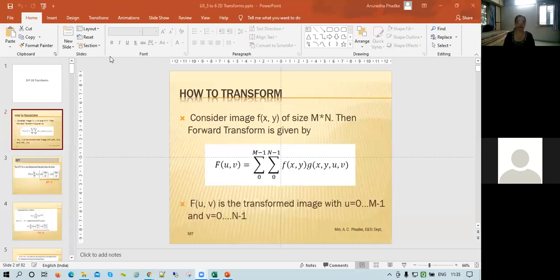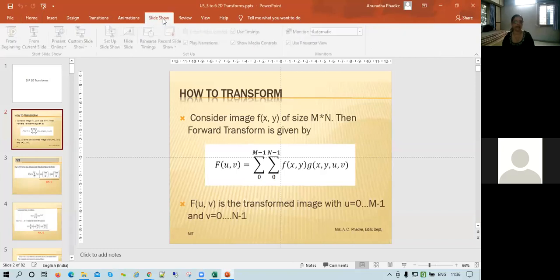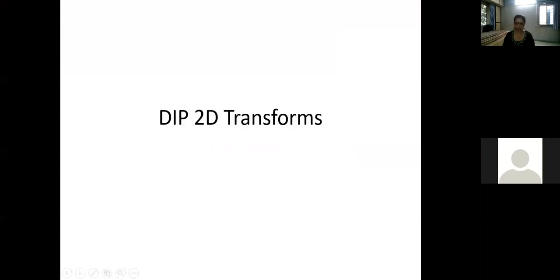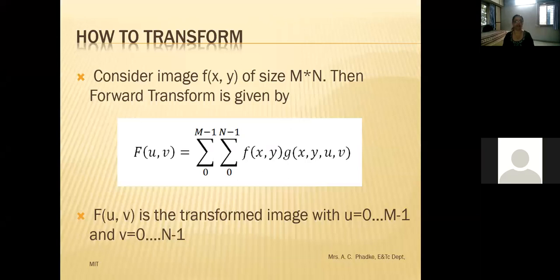Okay. So in today's lecture, we are going to study various types of transforms that are used in image processing. In the previous lecture, we studied the need for transformation, and we also talked about various types of filters that are used in image processing. So let us have a look at two-dimensional transforms.